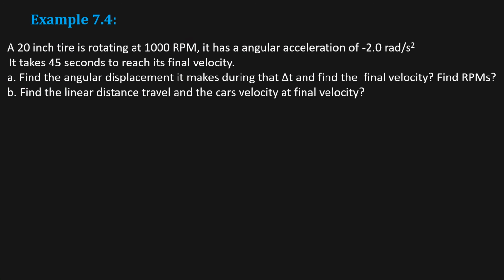Let's look at another example. A 20-inch tire is rotating at 1,000 RPM. Again, it's given us the angular velocity in RPM. It has an angular acceleration of negative 2.0 rads per second squared. It takes 45 seconds to reach its final velocity.